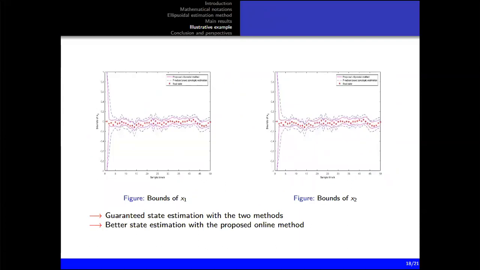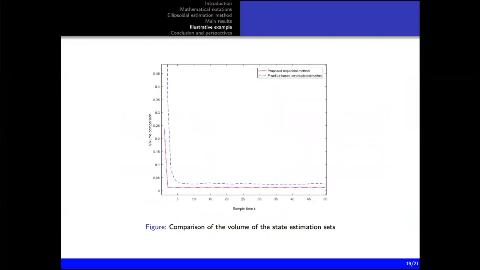So here we see the bounds of x1 and x2. For the two methods, the state estimation is guaranteed to belong to the estimation set. The proposed method is better in terms of accuracy. Here we see the comparison of the volume of the state estimation sets.